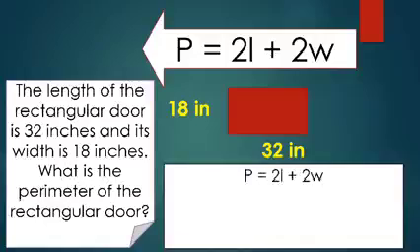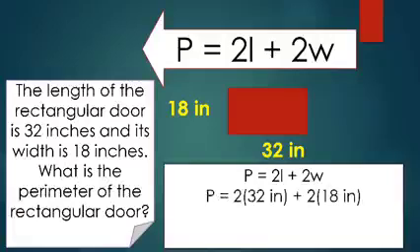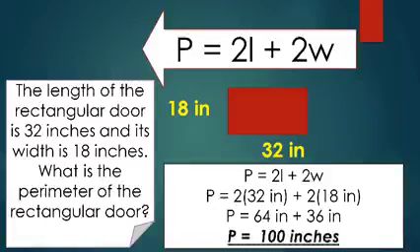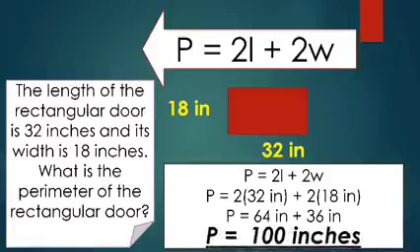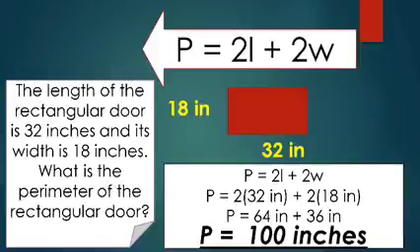By substitution, again, lahat ng length or L magiging 32 inches, lahat ng W or width magiging 18 inches. Then the formula becomes P is equal to 2 times 32 inches plus 2 times 18 inches. Multiply. 2 times 32 is 64 and 2 times 18 is 36. Then add 64 plus 36 is 100 inches. Therefore, the perimeter of the rectangular door is equal to 100 inches.